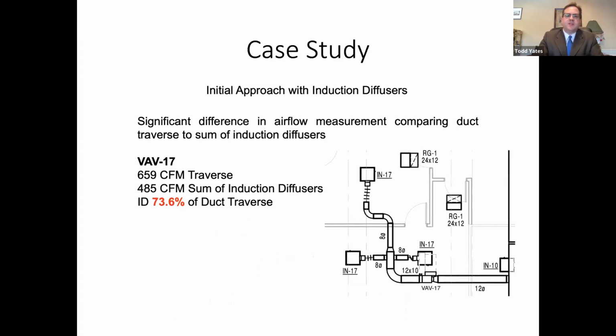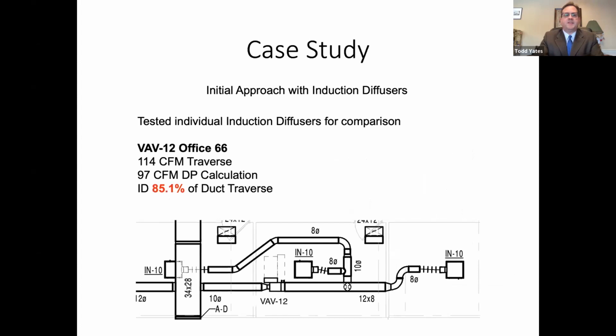We tried a few others. Here's another sample. Again, different box, 3 diffusers, 659 CFM on the traverse, 485 CFM with the sum of the induction diffusers, which is 73.6%. So we looked at all things. We looked at, is there duct leakage? Is there an access door on the VAV leaking? Is it leaking at the connection to the reheat coil? What's going on? We couldn't find any of the typical installation problems that we might have guessed there.